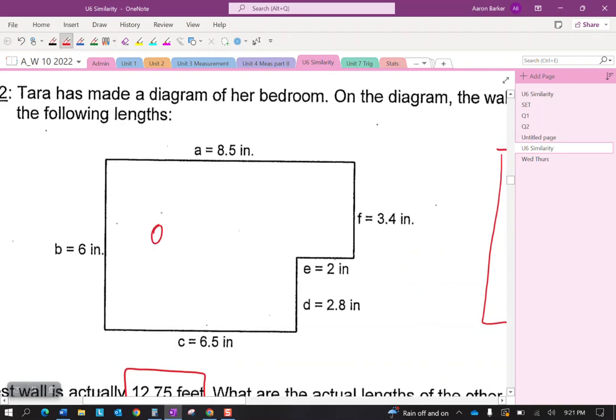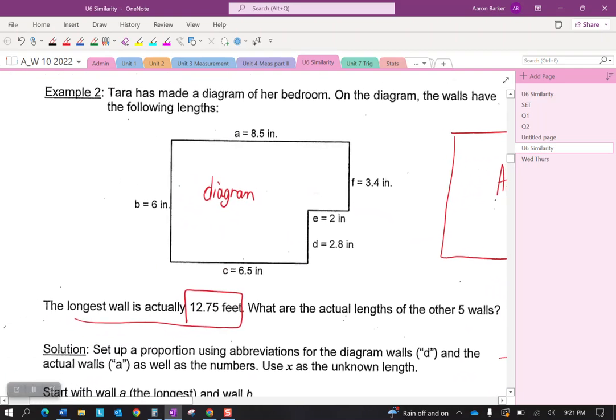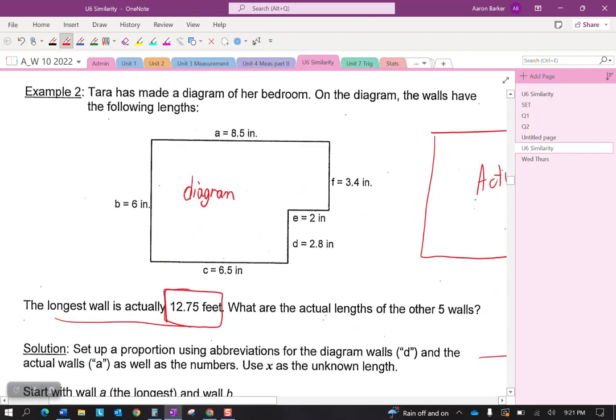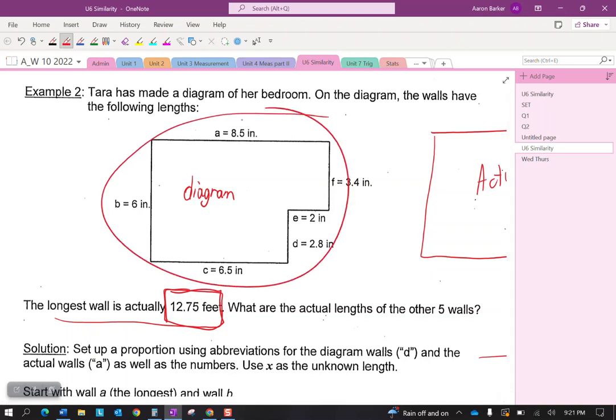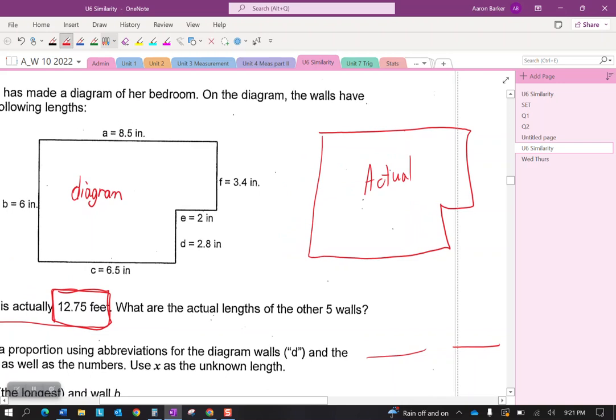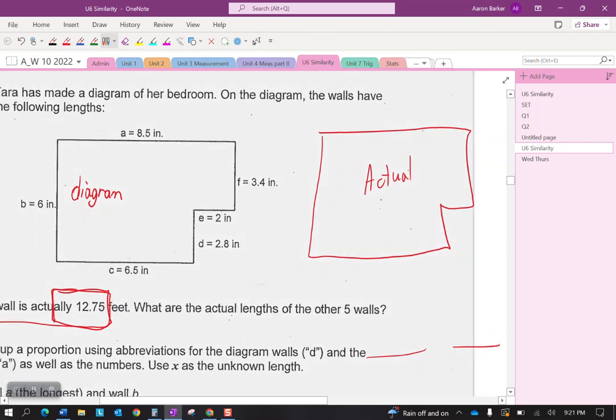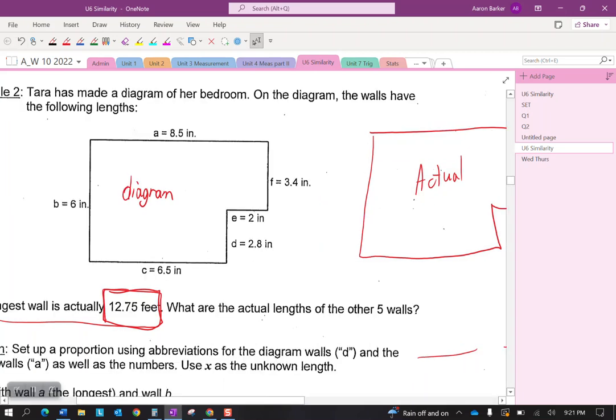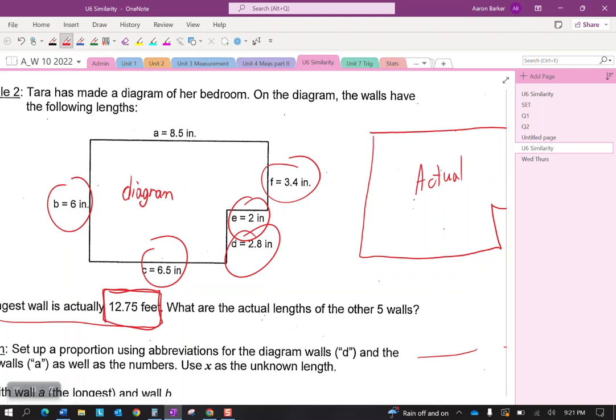So she drew this of her bedroom on a piece of paper, and these are the lengths that she drew each wall. She kept it proportional. And now she told you that the longest wall is 12.75 feet. So what we're going to do is draw an identical figure to this and put on the measurements. So here's the actual image. Now, the longest one is 12.75 feet. So of all these measurements here, which one is the longest? Have a look at the numbers.